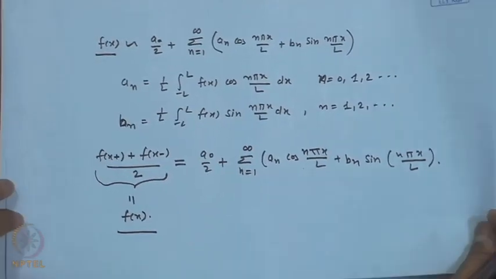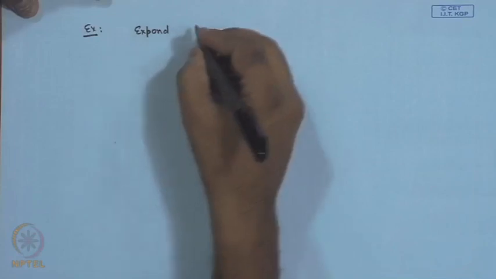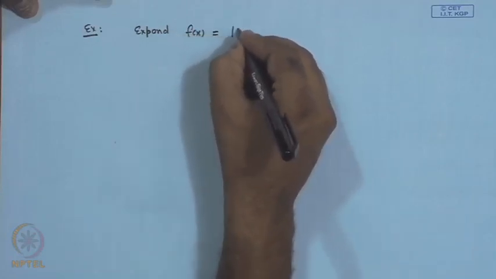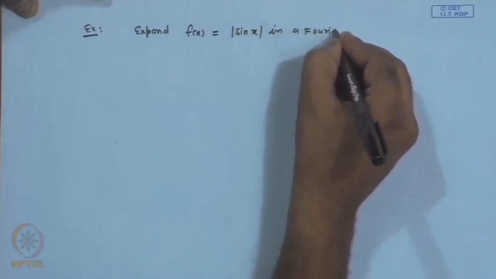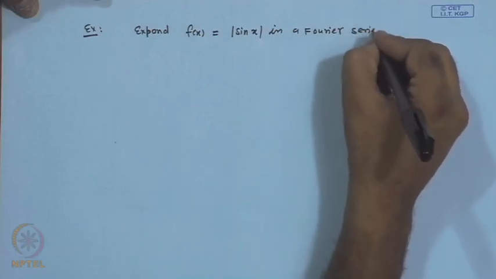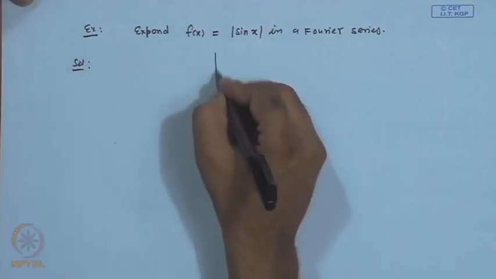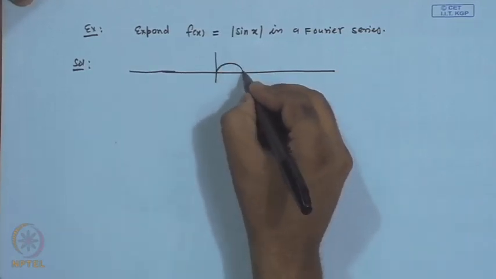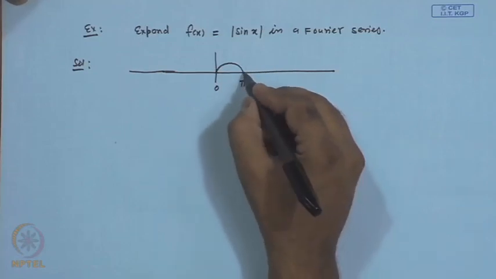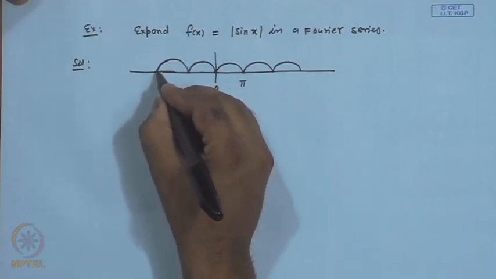So, now we continue with more examples, and the first example I consider here is: expand f x equal to modulus of sin x in a Fourier series. Now if we see this function, what we observe is that it is 0 to pi and so on. It is a modulus, so we do not have the negative part.